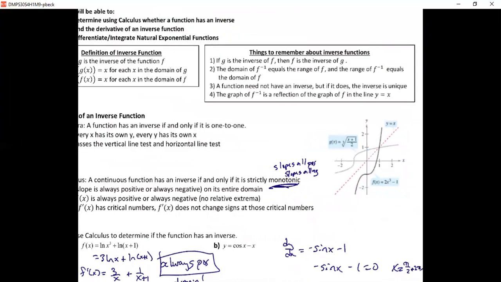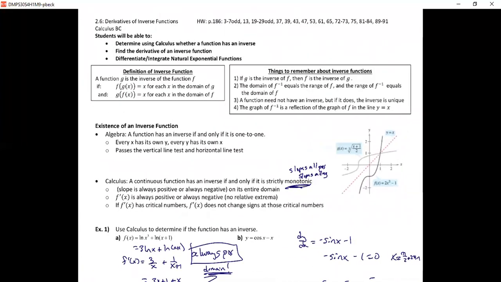Now, just a quick recap. If we have an inverse, we must have a one-to-one function. From a calculus perspective, as long as this is a continuous function, the slopes are either all positive or all negative. It's terminology that we call monotonic. Very, very important terminology, monotonic.